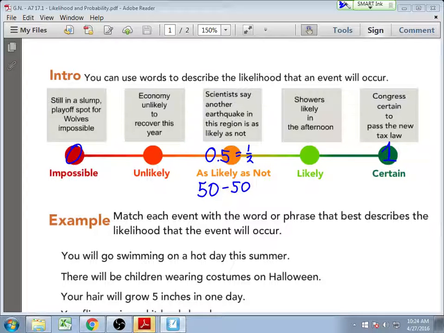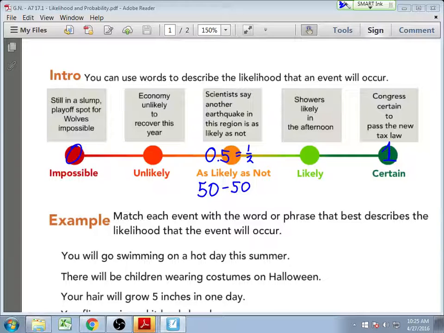Coin flip. We can also make a dice roll 50-50 if we look for evens versus odds. We can make a card deck 50-50 if we look for red versus black. So there's lots of situations we can end up making as likely as not.